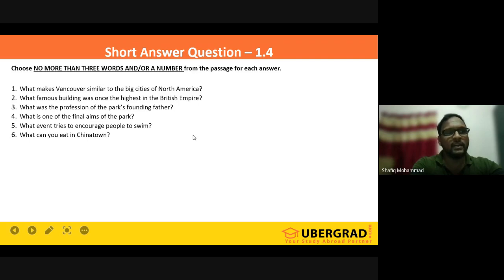Fourth is eliminate the causeway. What is one of the final aims of the park? Eliminate the causeway. So usually students try to write "to eliminate the causeway". No, it should be only three words. Eliminate the causeway. Causeway is one word again, so eliminate the causeway is three words. Fifth one is polar bear swim. That's a very direct answer. Polar bear swim. And sixth is dim sum. DIM, SUM.